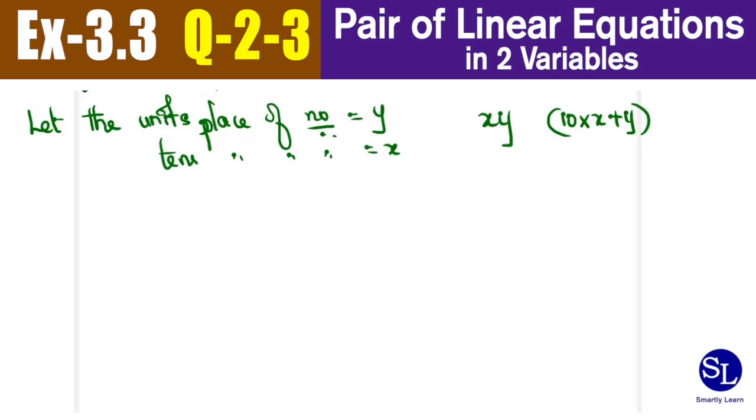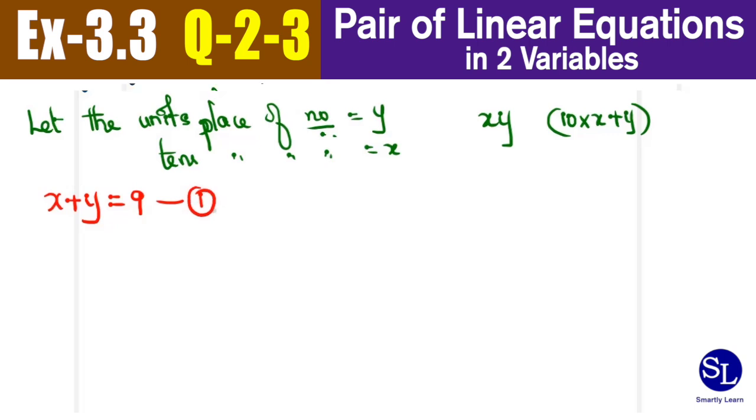Now let us look at the statement. It said that the sum of the digits is equal to 9. So the first equation, very simple. Simply write x plus y is equal to 9. So this is the first equation.